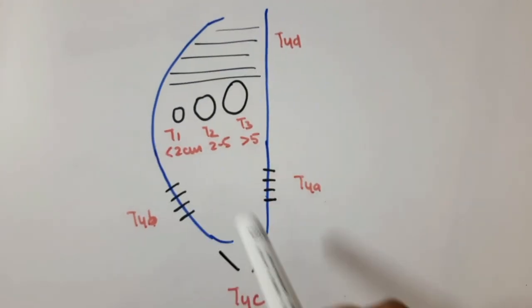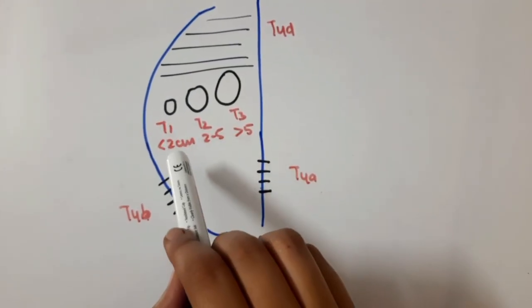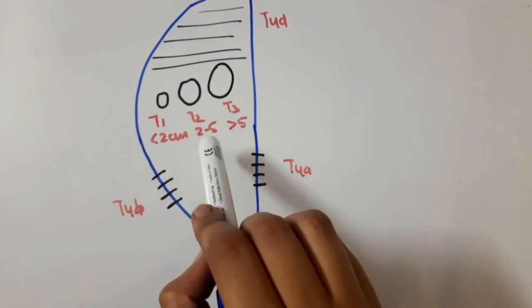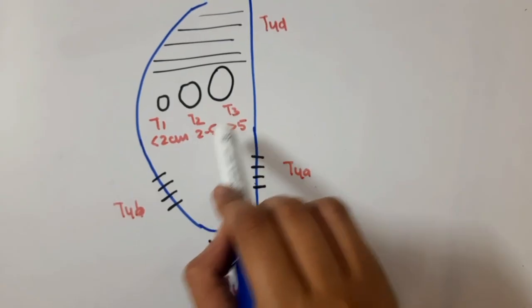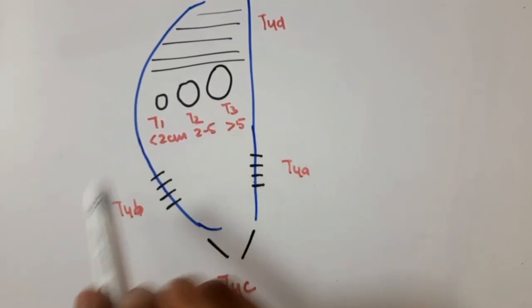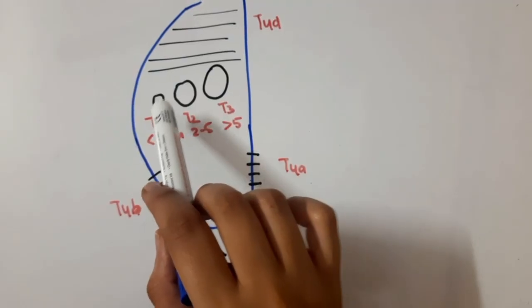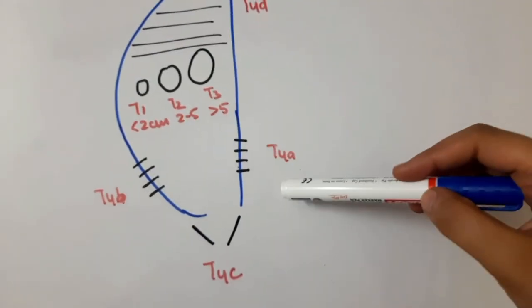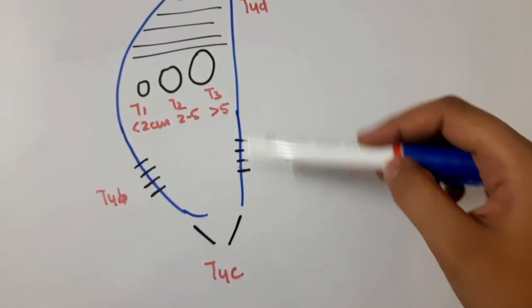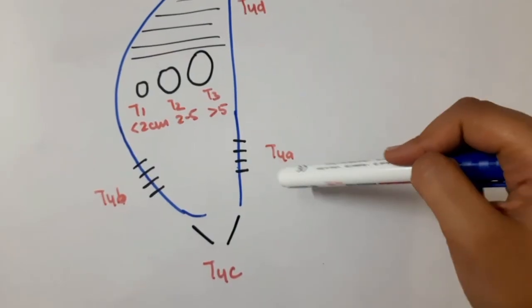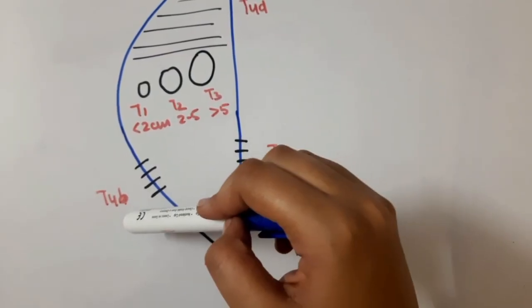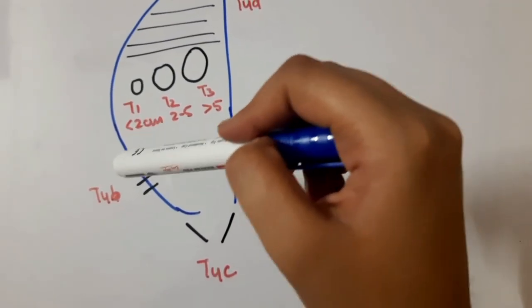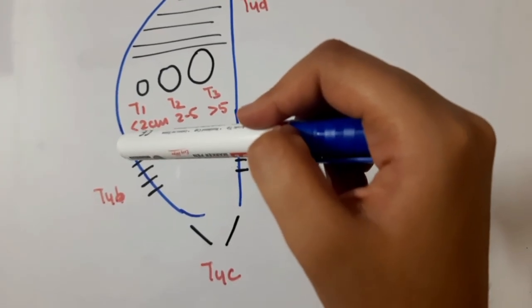So, if you look at the breast, the stage T1 will be a lump of size less than 2 centimeters. In T2, we have a size of 2 to 5 centimeters, and in T3, we have a size of more than 5 centimeters. So T1 less than 2, T2 2 to 5, and T3 more than 5. T4A is going to be chest wall involvement. If you look at this, this is a chest wall. T4A is going to be the chest wall involvement, and T4B is going to be involvement of the overlying skin. So if the overlying skin is involved, that is going to be T4B.